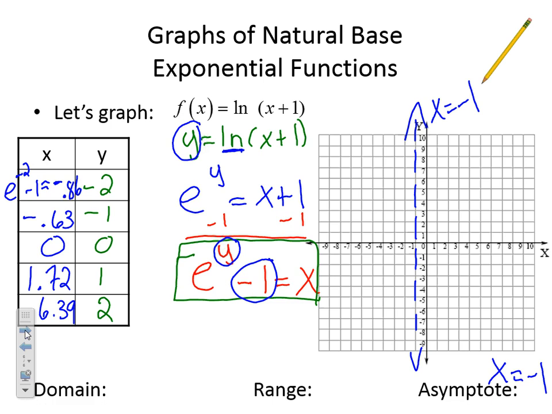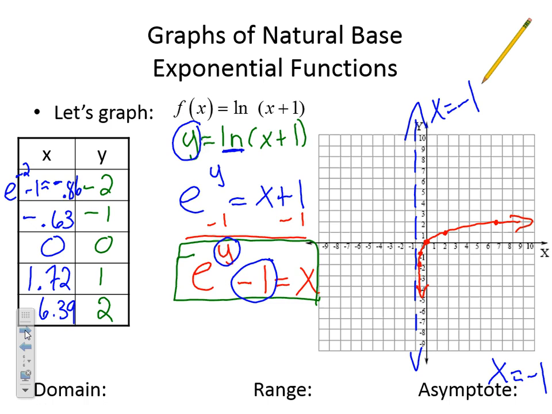So I have negative 0.86, negative 2, so right there. Negative 0.63, negative 1. 0, 0. 1.72, 1, so right there. 6.39, 2, so right there. Remember to put arrows on both sides of your graph, please. And there's our graph.